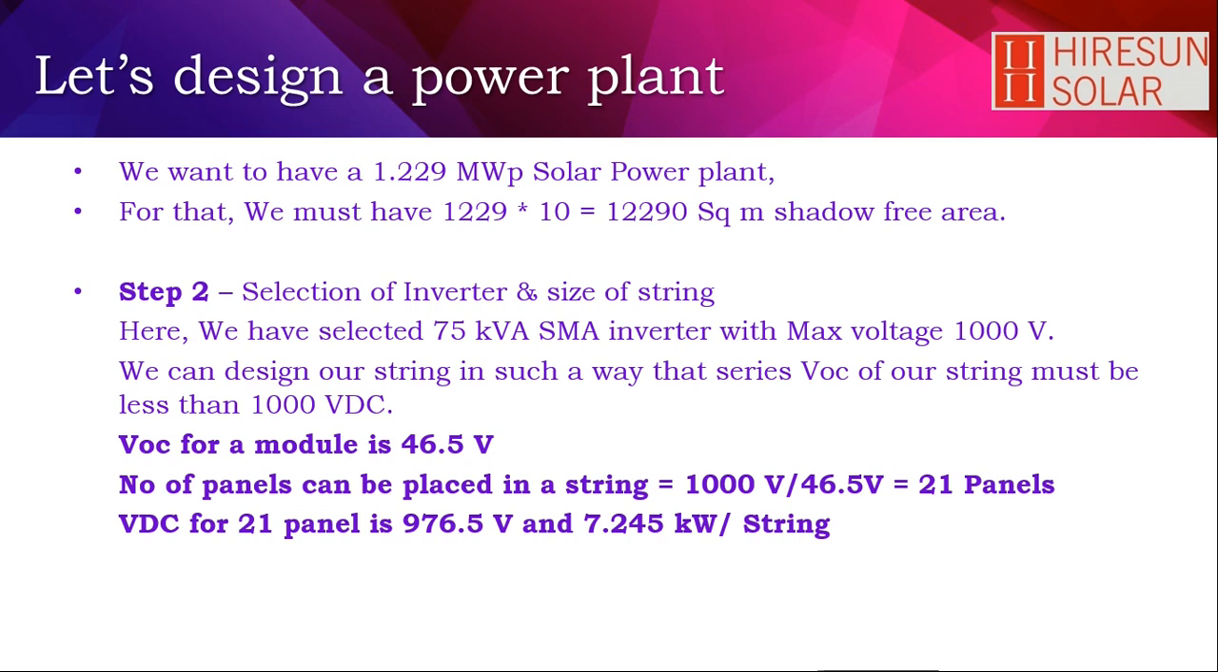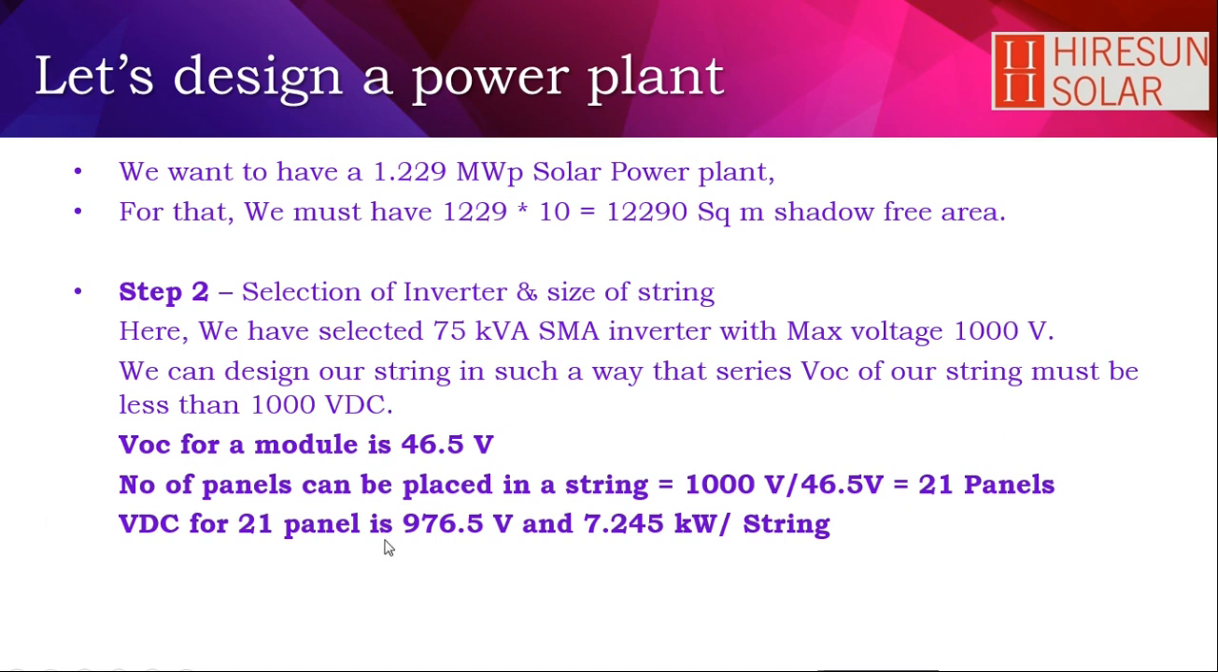So now what we try to do is, we have this much capacity and this much area. Now we will select the suitable size of the inverter and string. If we can select the 75 kVA of SMA inverter with the maximum voltage of 1000, we can design our string in such a way that the string must have the voltage at least at 1000 or less than that. So we can calculate VOC for the module is 46.5 volt. So number of panels to be connected in string is 1000 divided by 46.5, that is 21 panels.